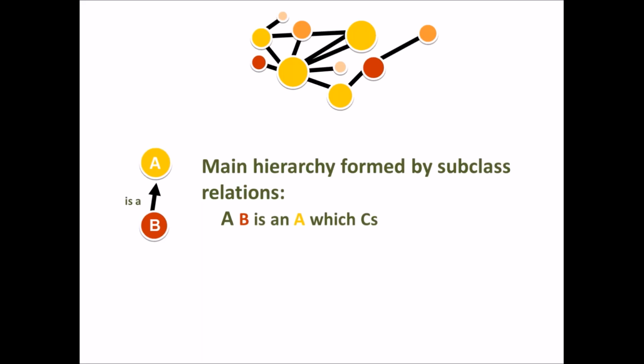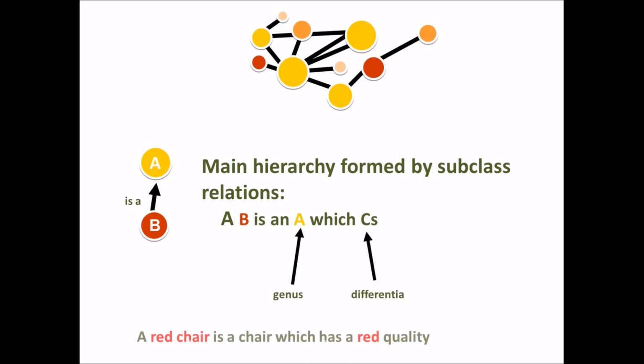The main hierarchy in this graph is formed by these things called subclass relations, in which you can have things like B, which are subclasses of things like A. And we write a definition in an Aristotelian form where we define B by referencing A and then identifying some C, which distinguishes all B's from all other kinds of A's. So it's called the genus differentia model. Quick example, a red chair is a chair which has a red quality. Very simple, but this is what keeps the graph predictable and somewhat clean.